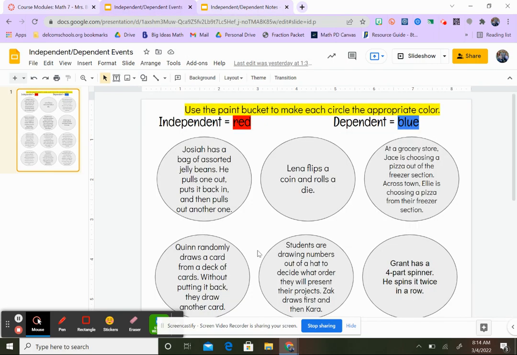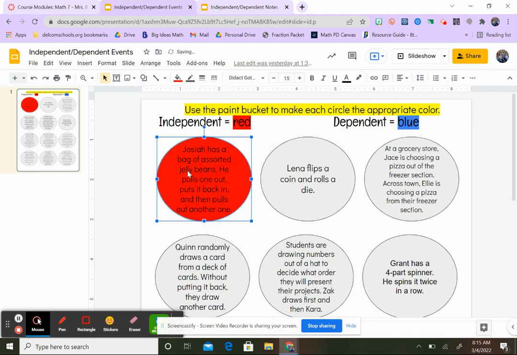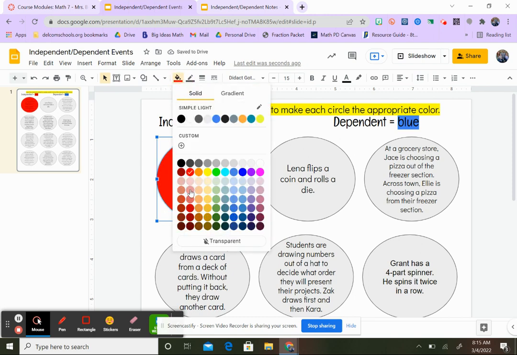And I did those same kinds of questions here where you'll click on the text box or the circle, and if they are independent or dependent, you'll color code them. So it says Josiah has a bag of assorted jelly beans. He pulls one out, puts it back in, and then pulls out another. Because he puts that original one in, they do not rely on each other whatsoever. So I want you to see that this is independent, so you can color it red. I feel like that's really dark red, so I'm going to go with a lighter shade.